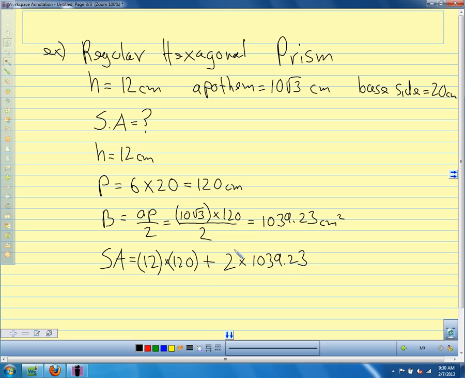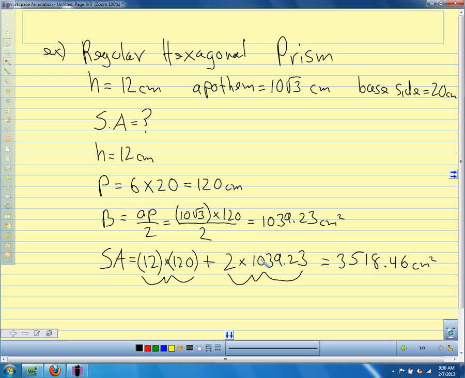I plug this all into my calculator, add it together, and I get 3518.46 centimeters squared for my surface area. And remember, when we do these problems, when we're adding here, we're going to multiply this, and then add. You don't multiply this and then add and then multiply. You have to multiply this, and then add the 2 parts together. So questions on that example?